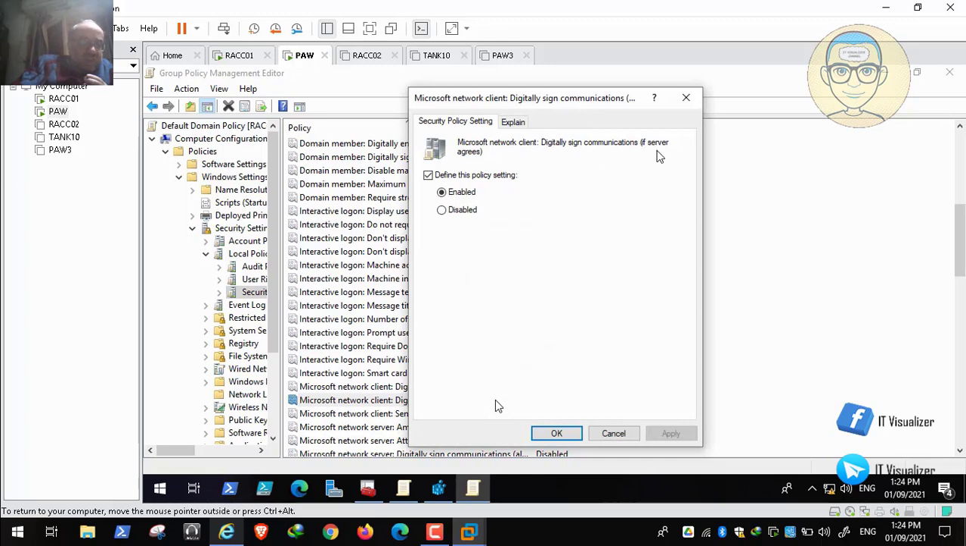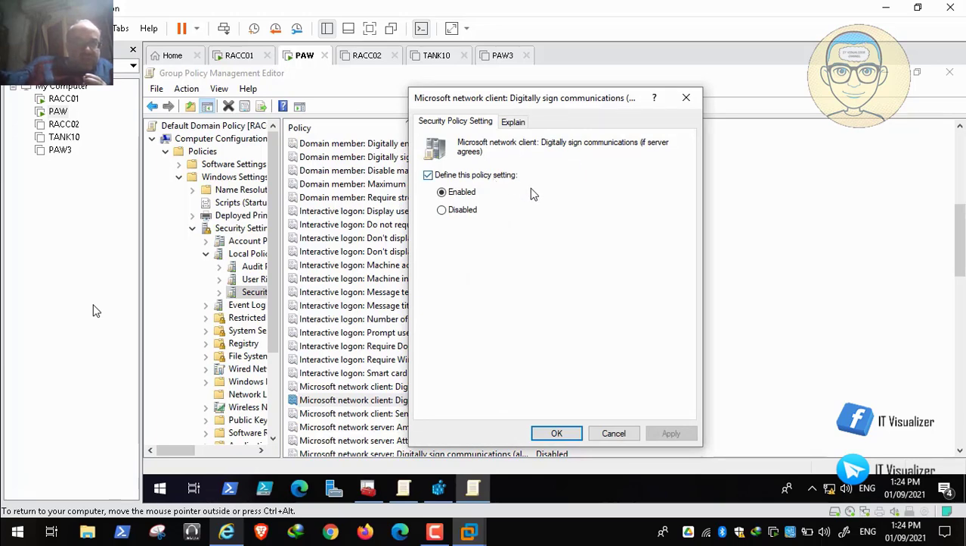I think this is related to the two sides. If the server should allow communication without data signing or packet signing, and if the client supports data signing, the server has the choice. If the client supports data signing or packet signing, he will allow the communication. So what about if he doesn't support this method? I think he will allow it anyway. So this is the second group policy we need to apply, if server agrees.